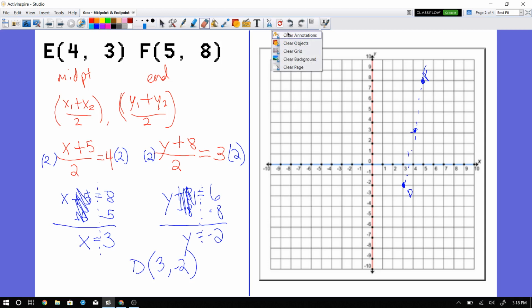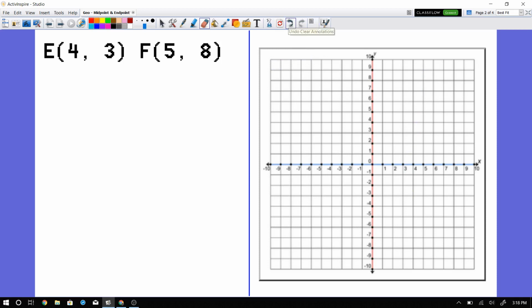Now I can clear all this off. So 3, negative 2. So actually, D is 3, negative 2. Now we have the two ends, D and F. If we wanted to go ahead and check, we could use the midpoint formula to see if we get 4, 3.